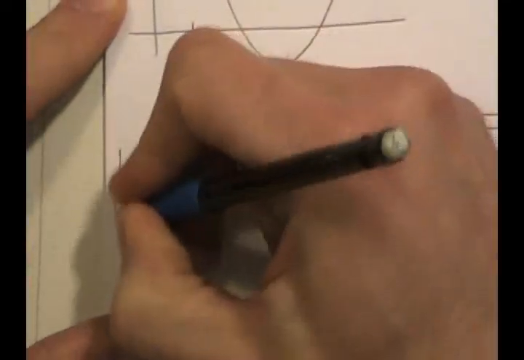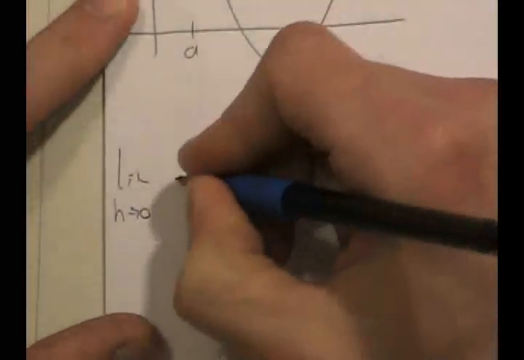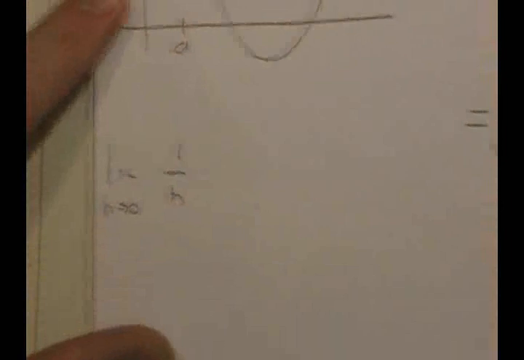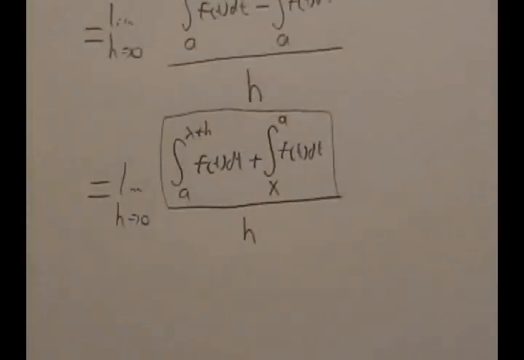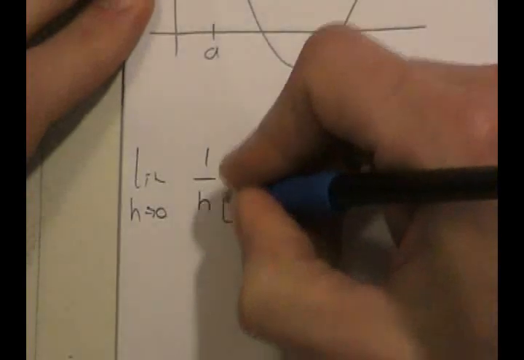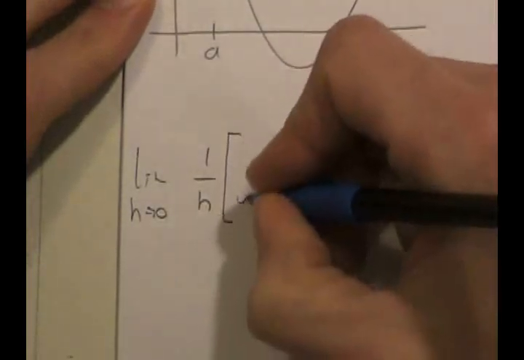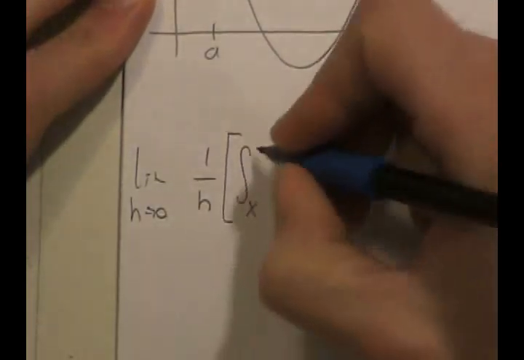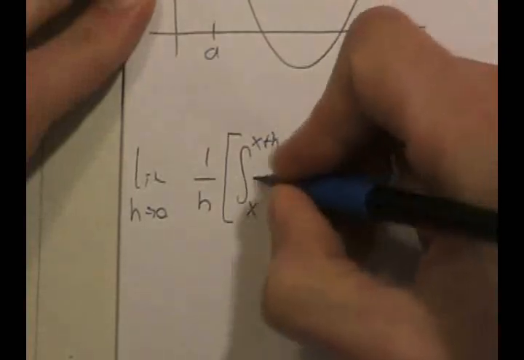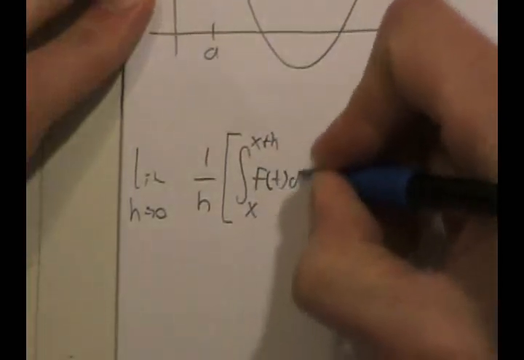So I'm going to come over here and just rewrite it again, keeping the limit as h approaches 0, and I'm going to write 1 over H. Instead of writing everything as a big fraction, I'm just going to write 1 over H multiplied by the definite integral from X to X plus H of f of t dt.